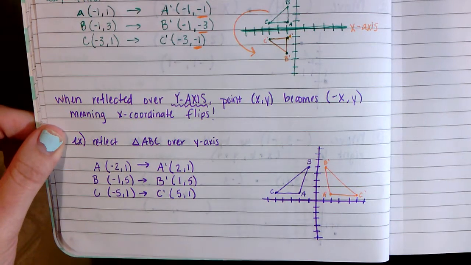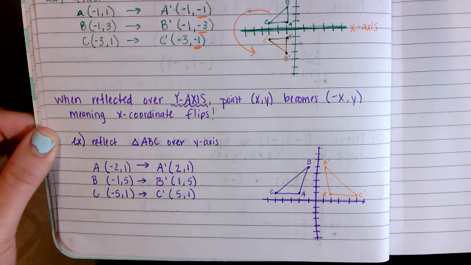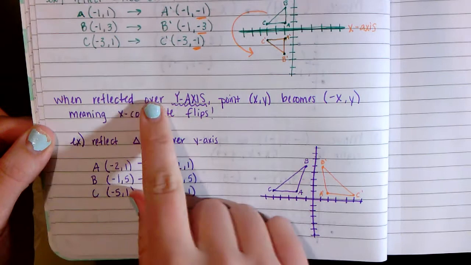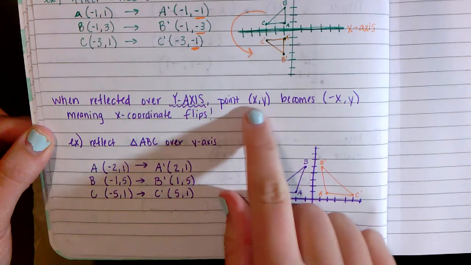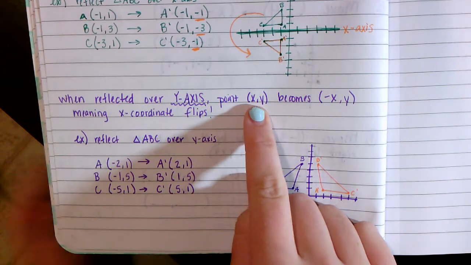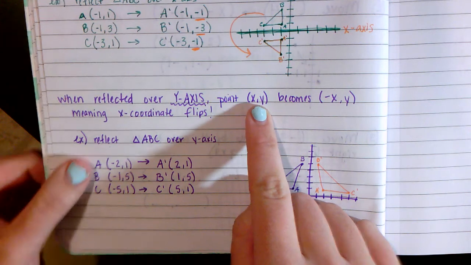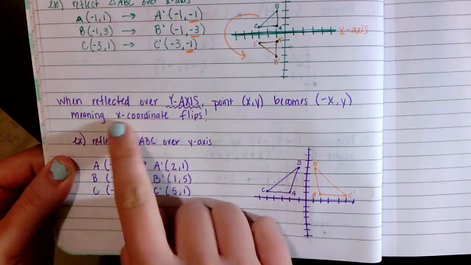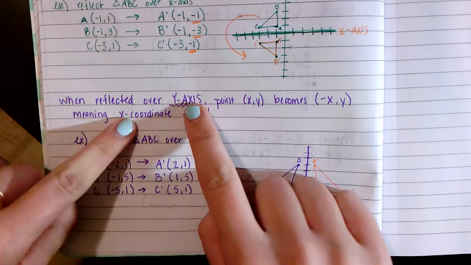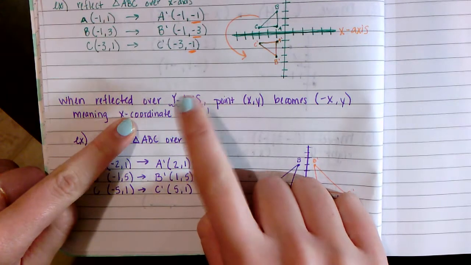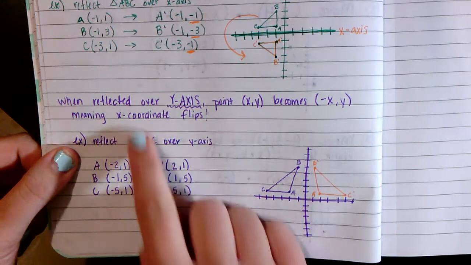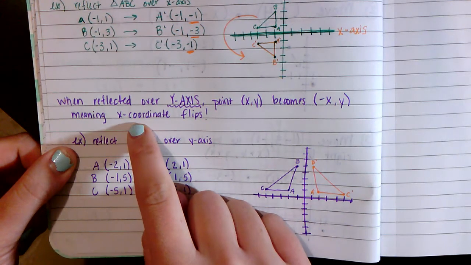Again, if you need to pause this video at any point while you're writing this down, please feel free. So when reflected over the y-axis, the point that you have, whatever it may be that's given to you, x comma y, is now actually going to become -x, y. So that means that the x-coordinate flips. So again, for reflection over the y-axis, my x-coordinate is flipping, meaning I'm going to make it opposite.